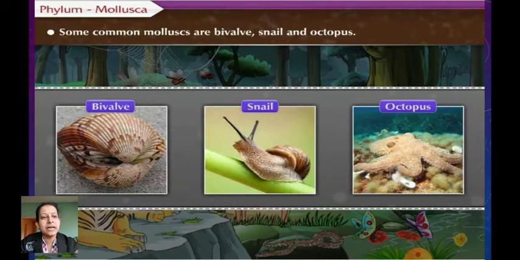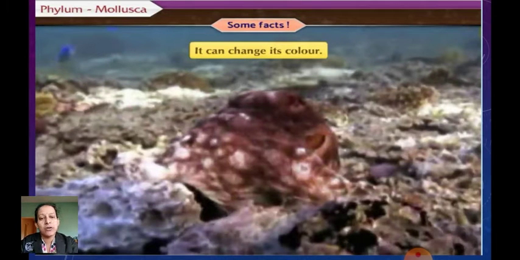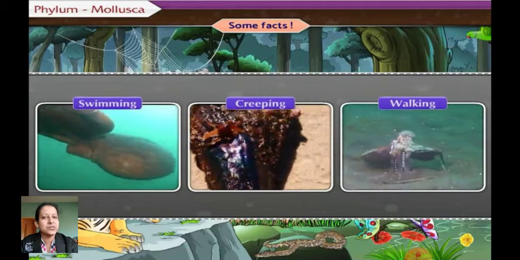Now let us learn about some of the amazing facts about octopus. You know that octopus is the most clever animal among all the non-chordates. Why? Because it can defend itself from its predator by just changing its color, or if it wants to catch the prey, it changes its color according to the surroundings. So therefore it is called a very clever animal. Not only this, it has three different types of locomotion. One, it can swim, second, it can creep, and third, it can even walk. So these are some of the amazing facts about the octopus.